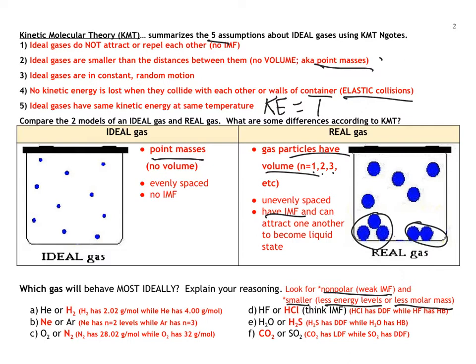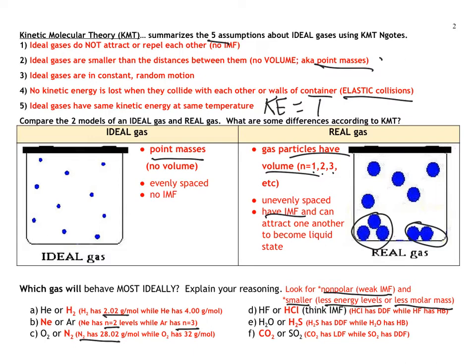So the first example, if you go through it, you can run through which one has the lesser molar mass, and hydrogen does. It has a molar mass of 2.02 grams per mole, while helium has 4.00 grams per mole. In the second, letter B, neon is more ideal because it has 2 energy levels, while argon has 3 energy levels. Between oxygen and nitrogen, nitrogen is more ideal because it has lower molar mass than oxygen. Now, oxygen and nitrogen are on the same energy levels, so you can't really look at energy levels in that respect.